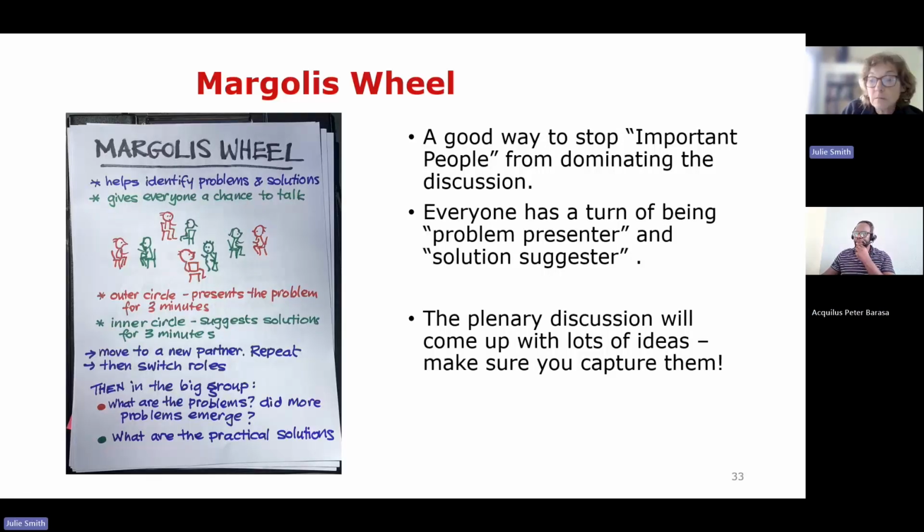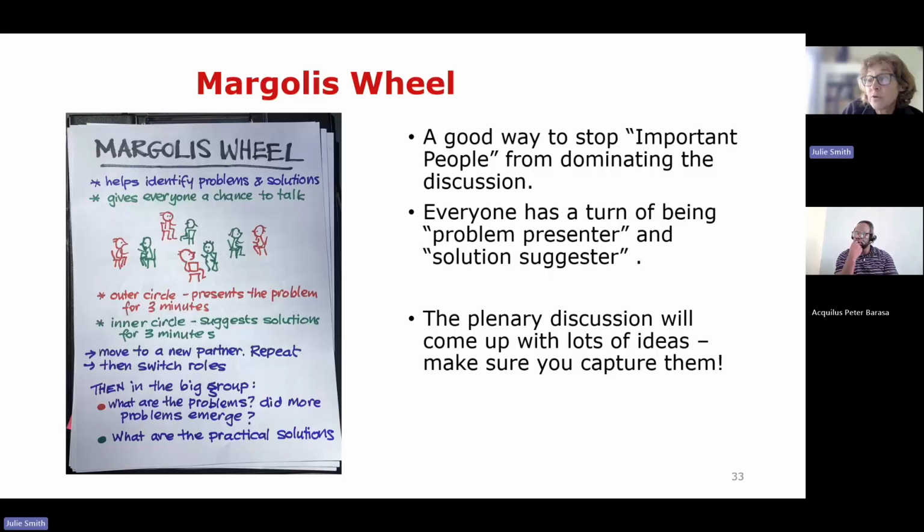The last one is an interesting one. And if you Google this, Margolis wheel, it was invented by a guy called Mr. Margolis. And you'll find the detailed instructions online. So this is a good one if you're doing a big consultation and there's a few people in the room who are really dominating the discussion and you feel that not everybody is being heard, either to talk about what some of the problems are.